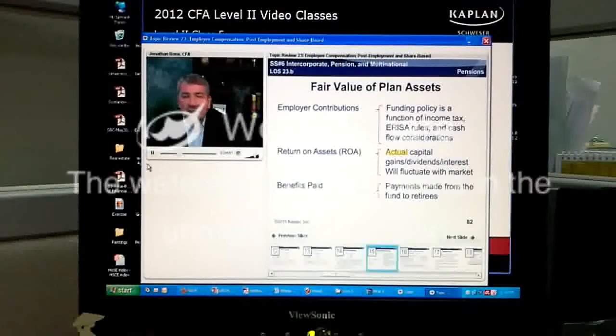Our final element are benefits paid to the existing retirees. Again, the logic essentially here is we're going to be liquidating the plan assets in order to make the payments to the existing retirees. So, of course, benefits paid are going to reduce the plan assets.